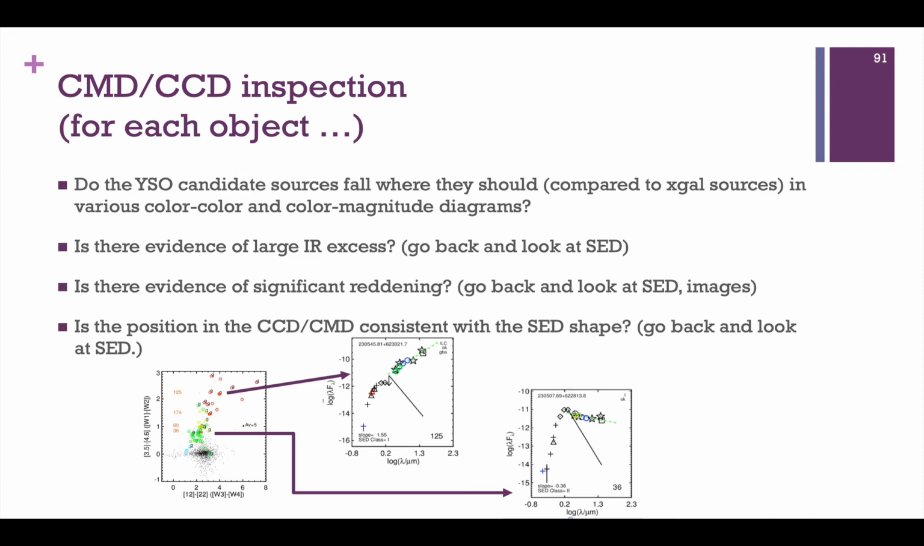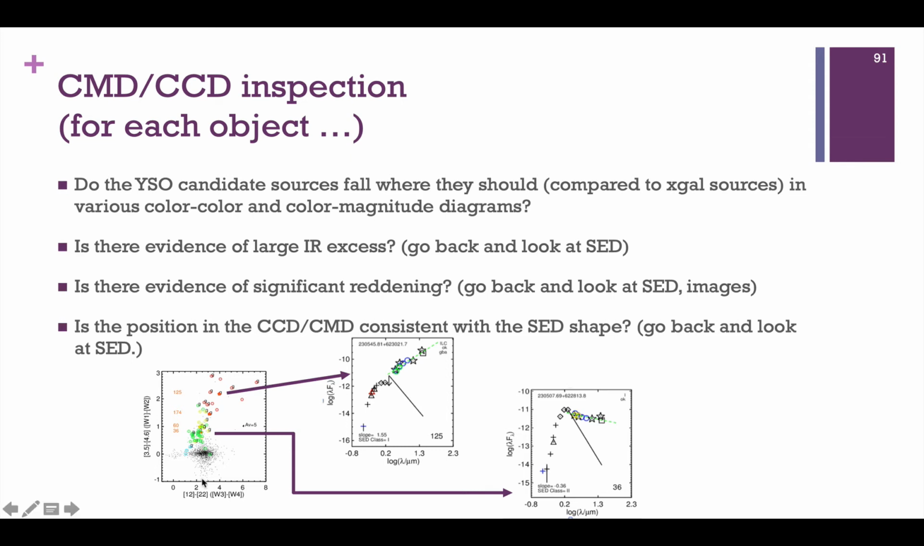And we can look at IR ones to figure out if there's evidence of a large IR excess. Is there evidence of reddening? And we can look at the SED in images to help with that interpretation. And does it make sense? Does the SED shape make sense for where it's falling in the color and color magnitude diagram? Or is something wrong, because probably there's a point that's wrong?